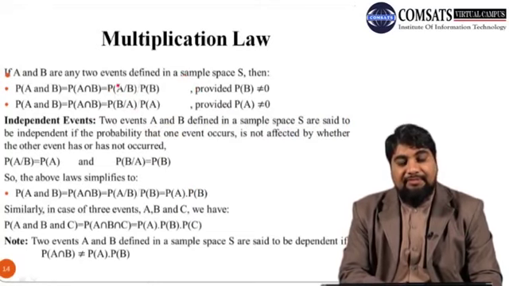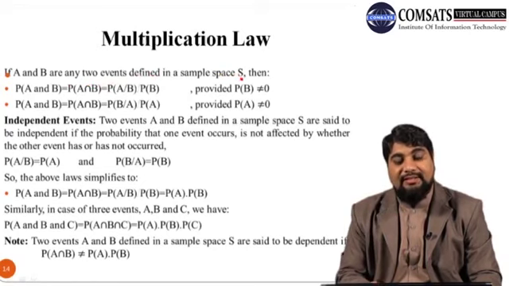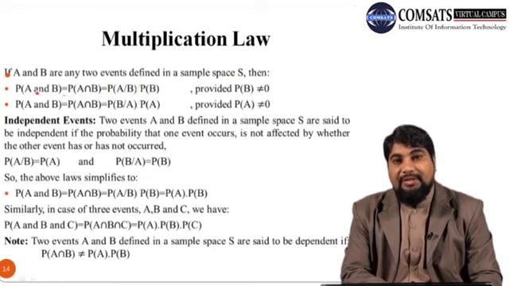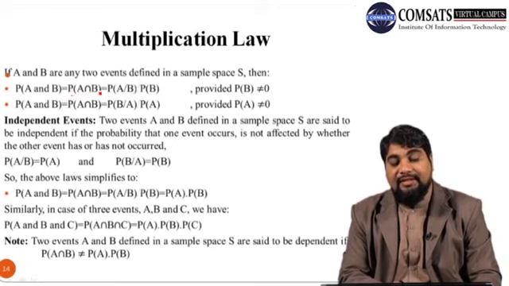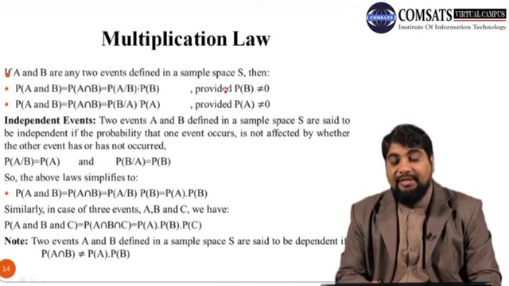So let us discuss the multiplication rule. If A and B are any two events defined in sample space S, then the probability of A and B, which is equal to P of A intersection B, is equal to the probability of A given B times the probability of B, provided that the probability of B is not 0.